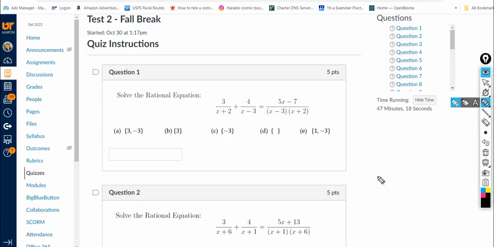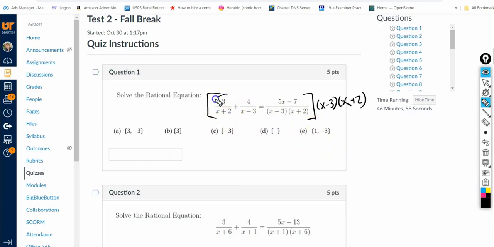First problem, we're supposed to solve a rational equation. So what we need to do is get rid of the fractions. And so multiply every single term by x minus 3 times x plus 2.